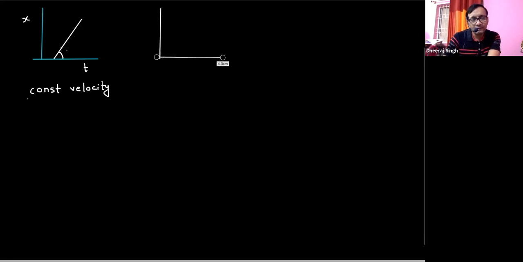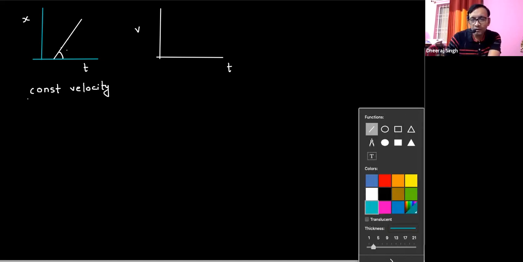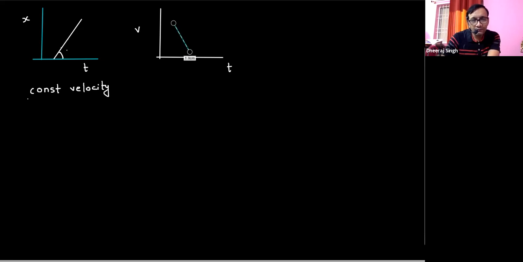Constant acceleration in velocity time graph, how it will be? Straight line, right? A straight line like this. Okay. Now, can I extend this line further? What does it mean? Can you describe the motion for this situation?